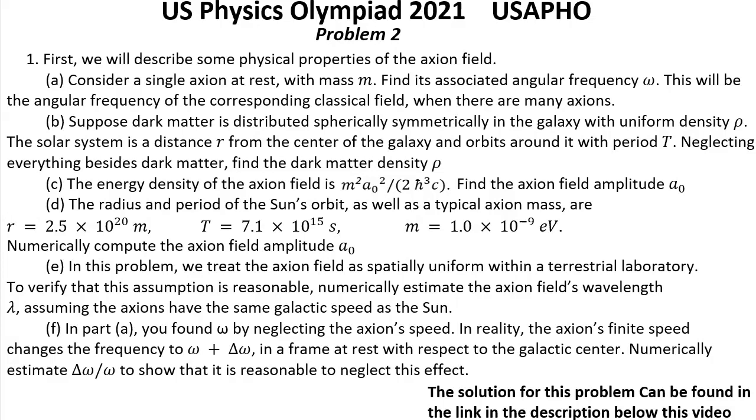F. In part A, you found ω by neglecting the axion's speed. In reality, the axion's finite speed changes the frequency to ω plus δω in the frame at rest with respect to the galactic center. Numerically estimate δω over ω to show that it is reasonable to neglect this effect.